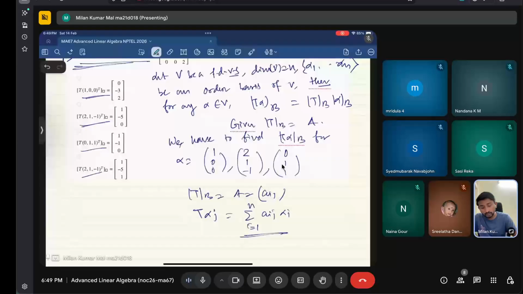So the third column is 0 3 2. But this is not matching. This is written 0 minus 3 minus 2. So that's why this is not correct.